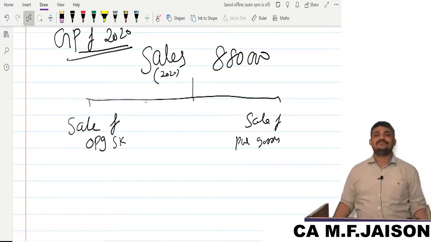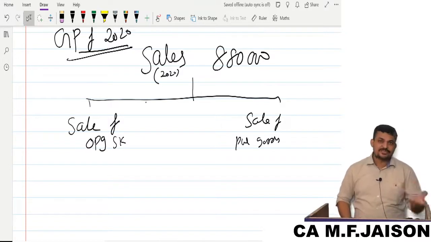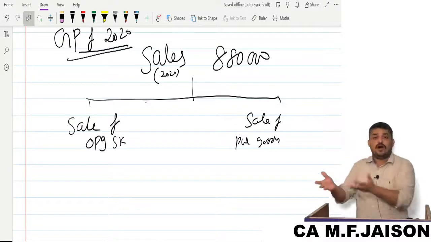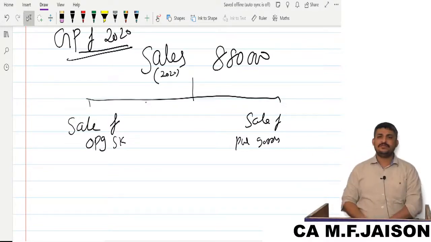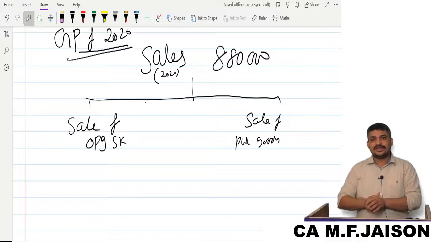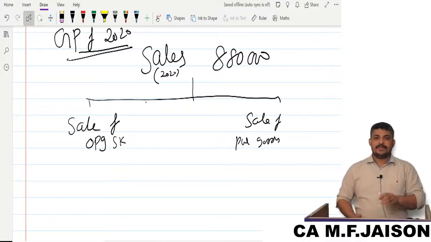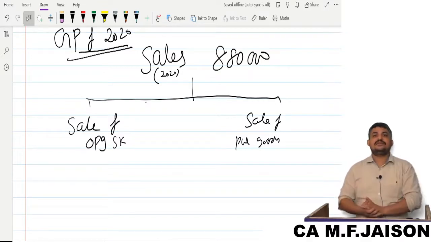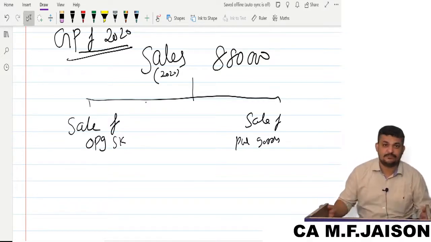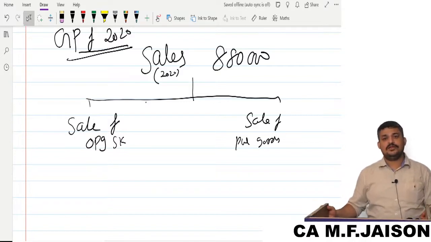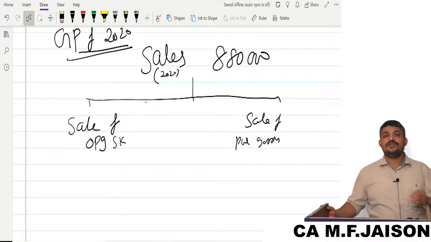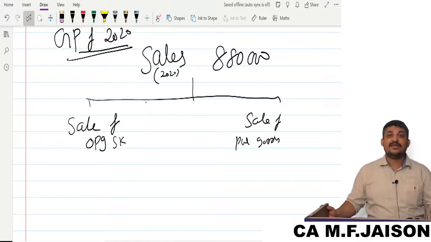But how do I know, sir, which is sold, which is not sold, or how much of the purchased goods are sold? You need to make some assumption here. It's not your computation again. In the entire accounting, my dear friends, unless otherwise mentioned, we have an implied assumption. Sir, what is an implied assumption? That implied assumption is called FIFO. FIFO means first in, first out.